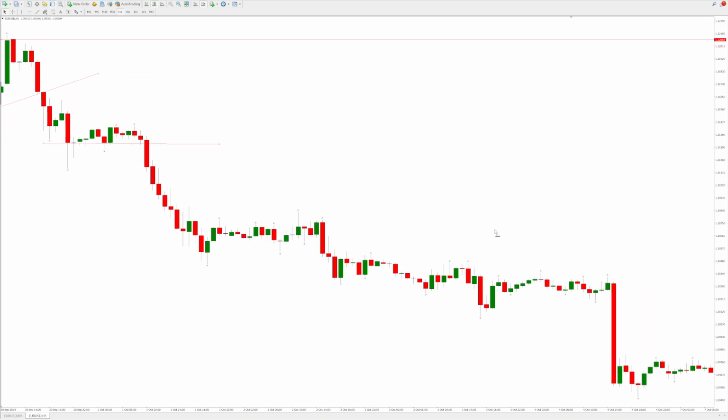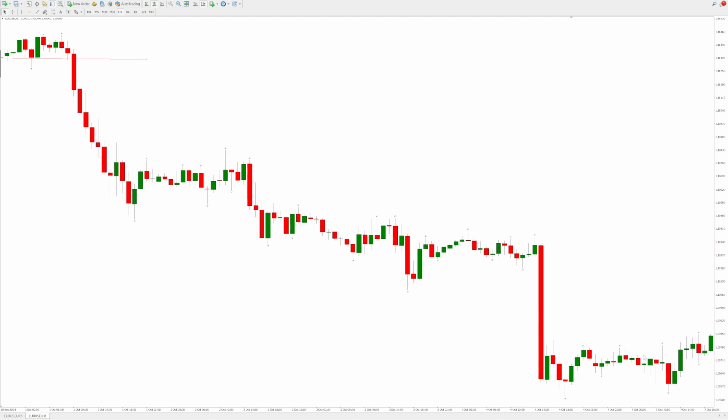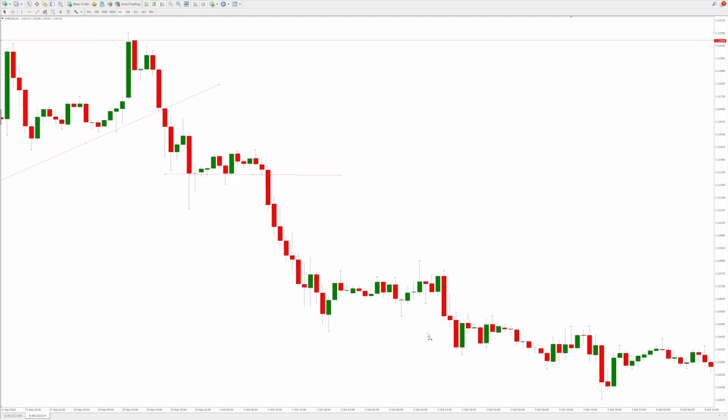Also watching the price action, you can see when price starts to do this, it's perhaps a good idea to start taking profits. As you can see, the level of support there is holding and lots of consolidation.